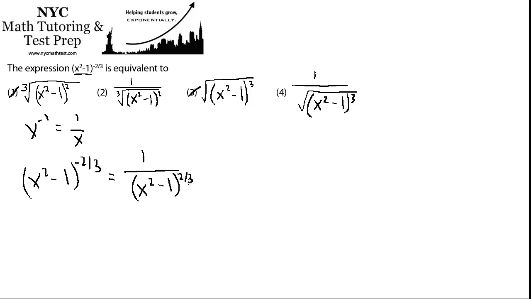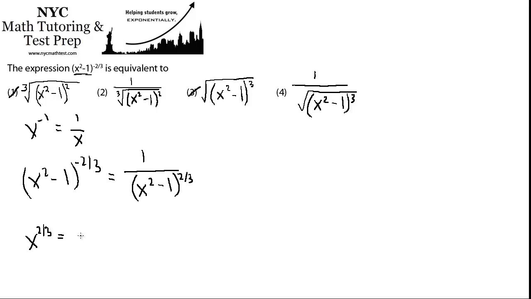And now what does it mean that something's being raised to the 2/3 power? Now again, let's go back to a simpler example. Suppose we just had x to the 2/3. Well, the 2 means that x is being squared, and what's in the bottom of the fraction, the 3, means that that's the root that's being taken.